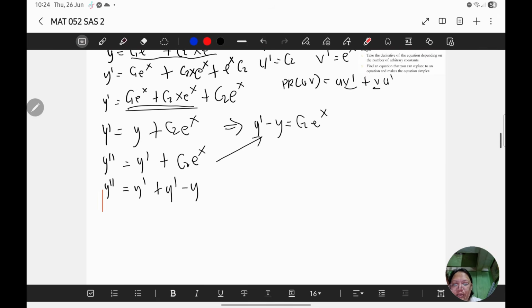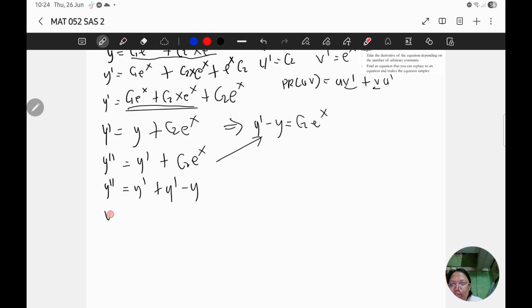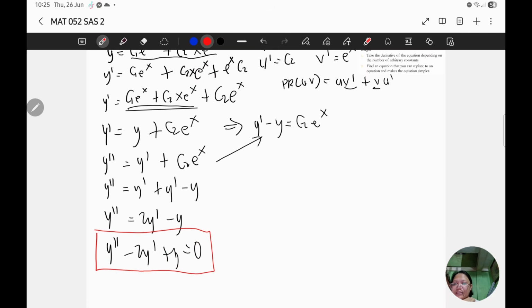Next, rearrange or add like terms. So y double prime equals y prime plus y prime minus y, which is 2y prime minus y. Then you put all the terms on one side. Since the highest derivative is positive on the left side, all terms must be on the left side. So transpose: y double prime minus 2y prime plus y equals 0. So this is now our answer. Okay?